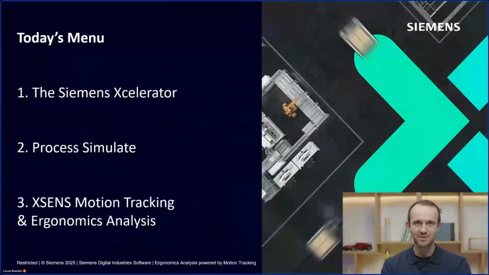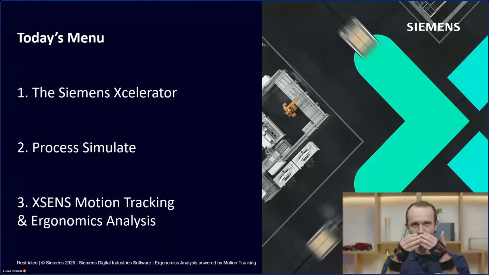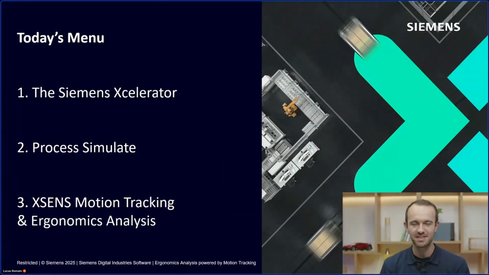To continue, I would like to give an introduction step by step on how to go onto the ergonomics analysis. But before doing so, we have to give you a quick tip about who we are at Siemens and what we do with the Siemens Accelerator portfolio. Within this portfolio, there are a lot of solutions as you will discover, and we will focus then on Process Simulate, which is the solution we use for ergonomics analysis, and we will see then how to digest the different information that we can gather from the Xsens MVN inertial units.